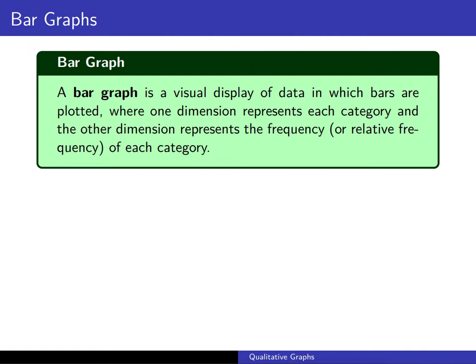So a bar graph is a visual display of data in which we use bars where one dimension represents each category and the other dimension is either going to represent a frequency for that category, a count of that category, or a relative frequency, a percentage of the total of each category.